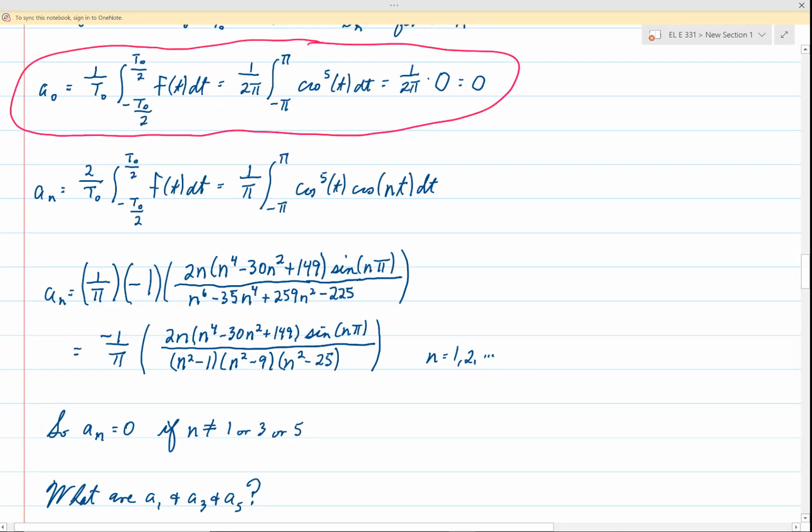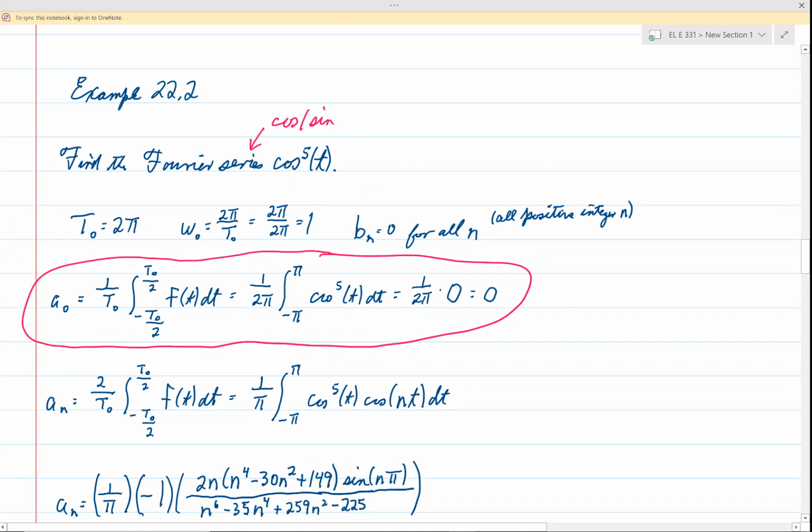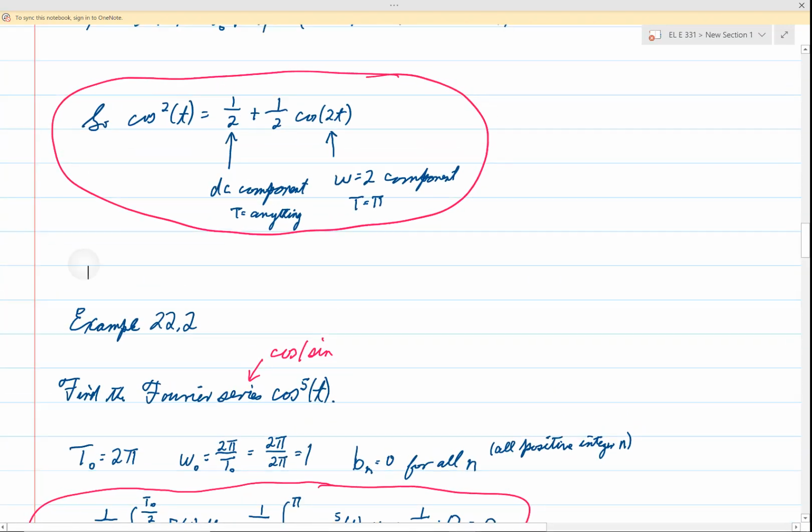Okay, let me resume with what I was trying to hint at. In our expansion up here, in our Fourier series for cosine squared t, which of course is an even power of cosine t, we had a DC component, which is like frequency 0, and then we had frequency 2. So the even power had these even frequencies, 0 and 2.